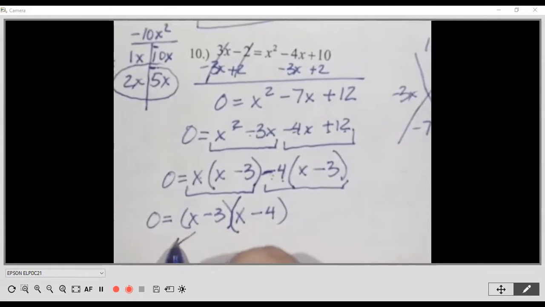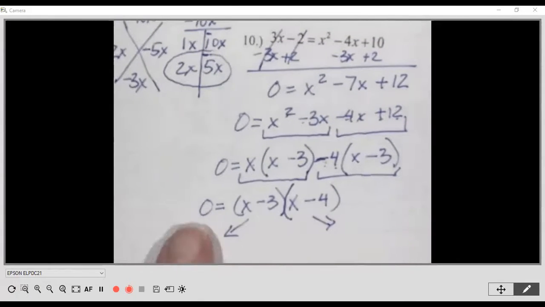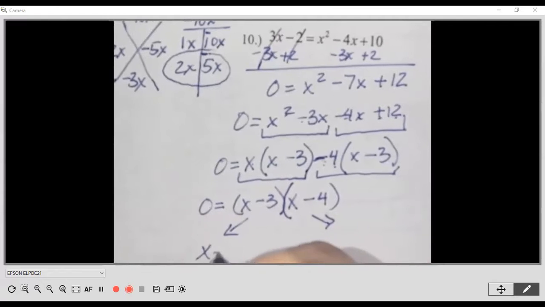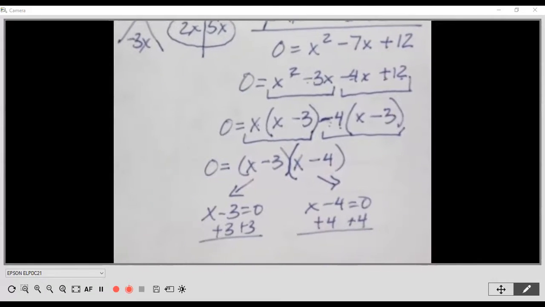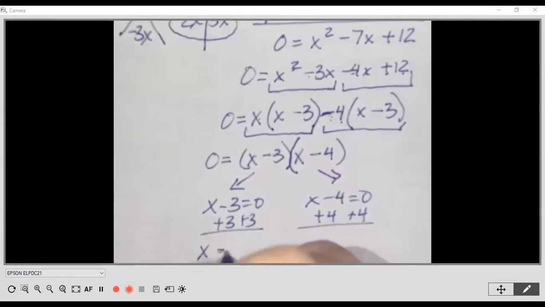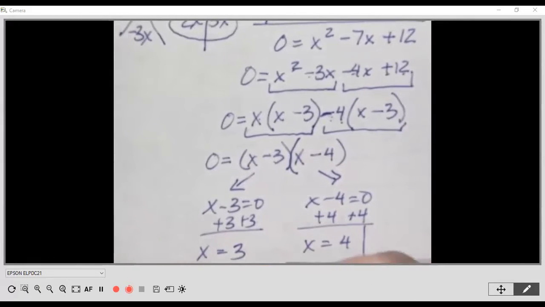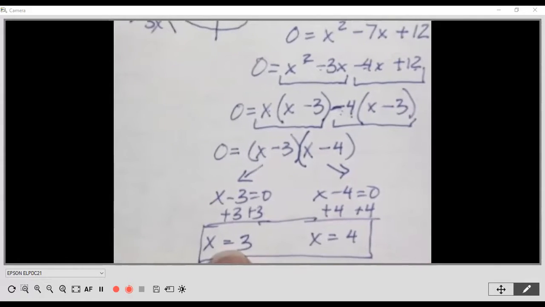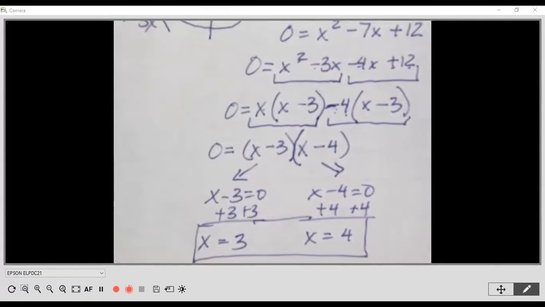So then we have, with the zero product property, either x minus 3 equals 0 or x minus 4 equals 0, because they have a product of 0. Add 3 to each side. Add 4 to each side for that one. And our zeros are x equals 3 and x equals 4. So this parabola will cross the x-axis at 3 and at 4. So that's solving quadratic equations using factoring by grouping.